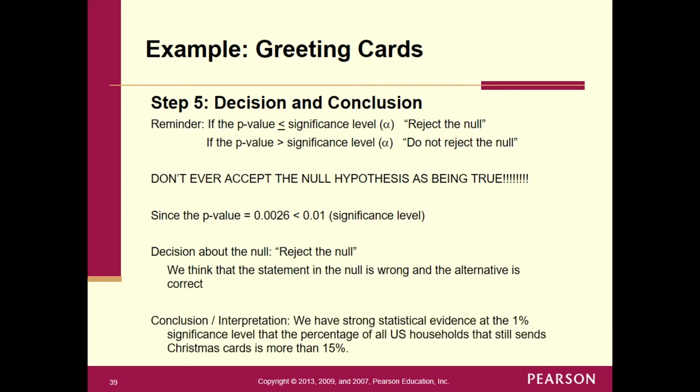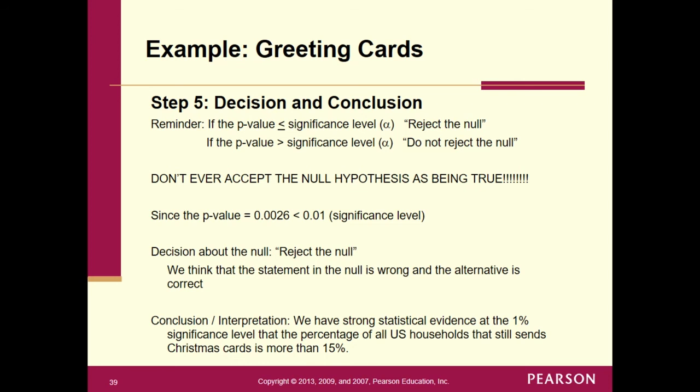Okay, so here's our conclusion. We have strong statistical evidence at the 1% significance level. So notice I changed it up a little bit there. Like I said, we're just trying to get the main points down. At the 1% significance level, the percentage of all U.S. households that sends Christmas cards is more than 15%. So maybe they conduct some more studies and say, okay, well, for the households that are sending Christmas cards, maybe on average, how many are sending, or how much are they going to spend, or I don't know, things like that. Okay.